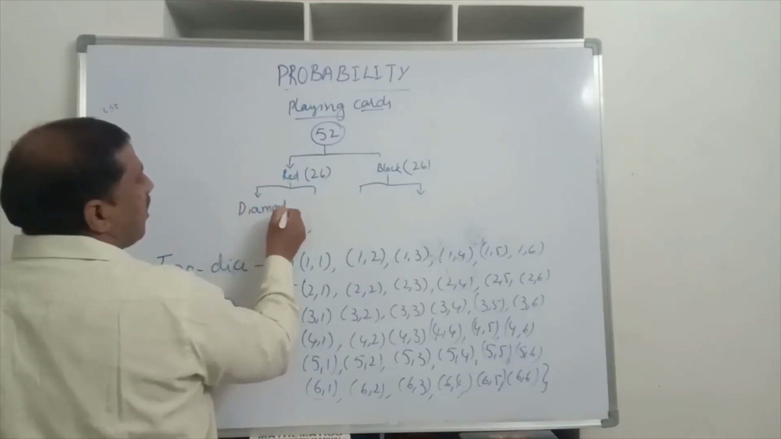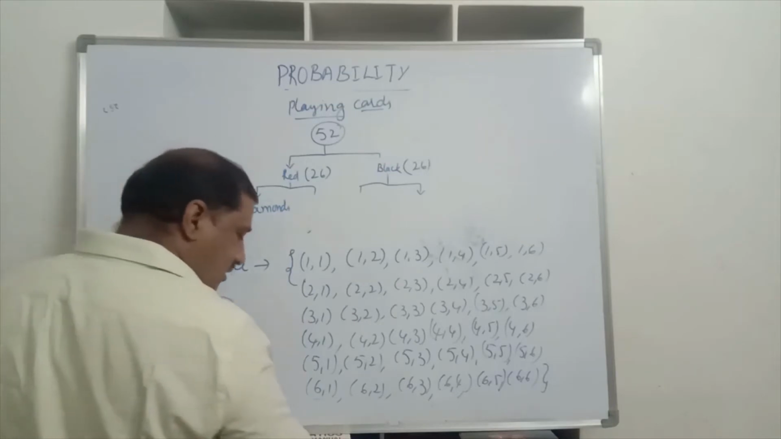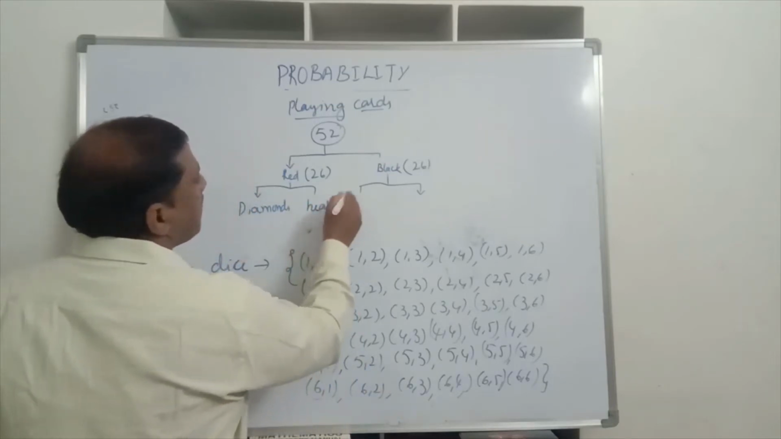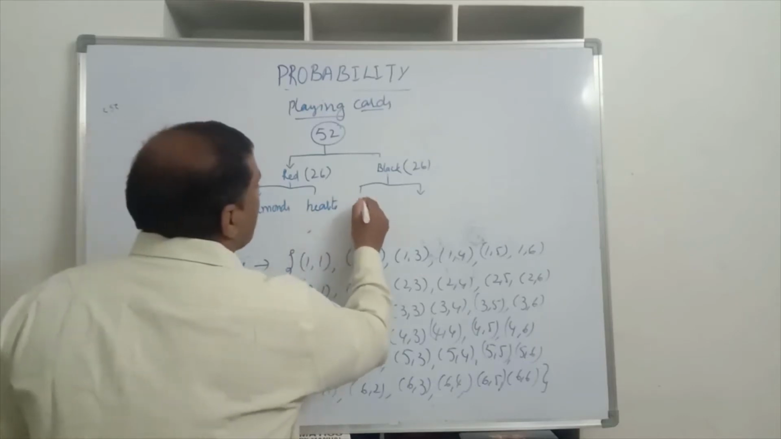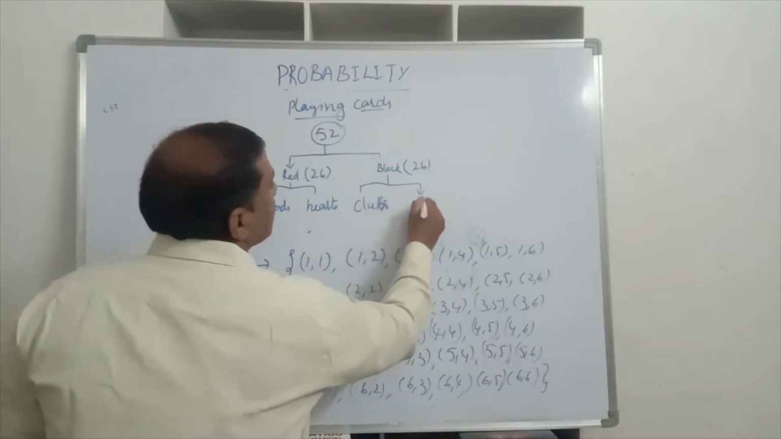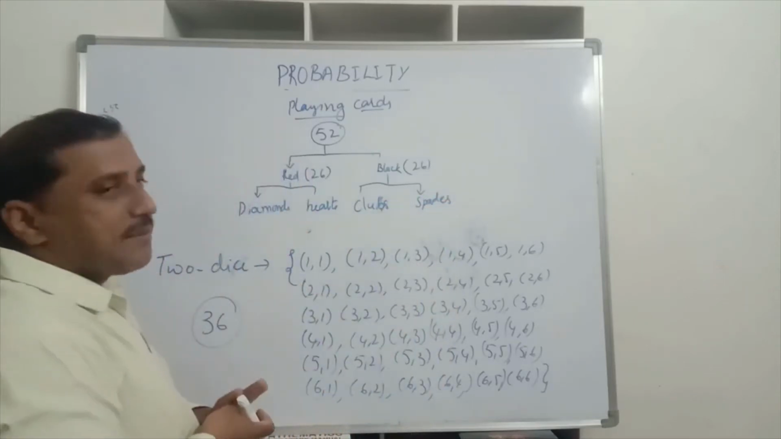Diamonds, we call them diamond colored cards. Then hearts also. Diamonds and hearts are one pair. Here we have clubs and spades. So four types of cards are there.